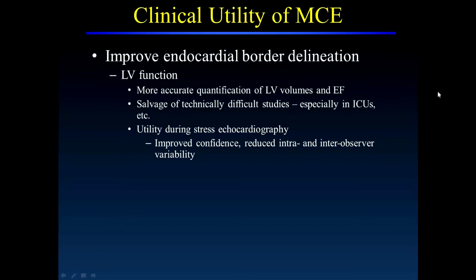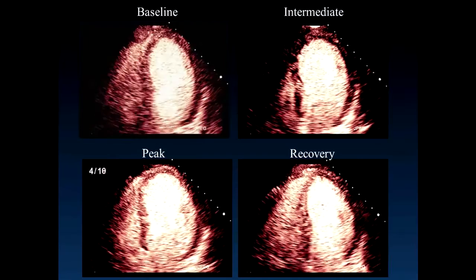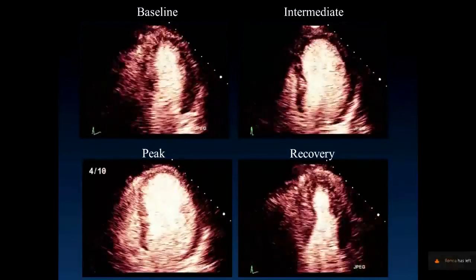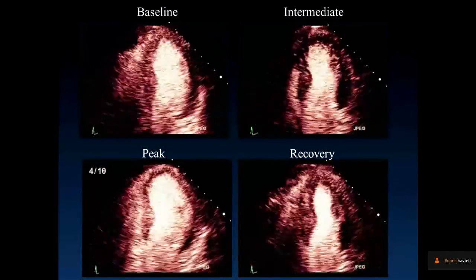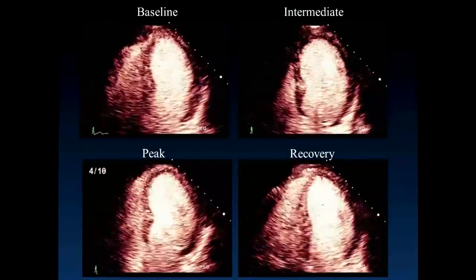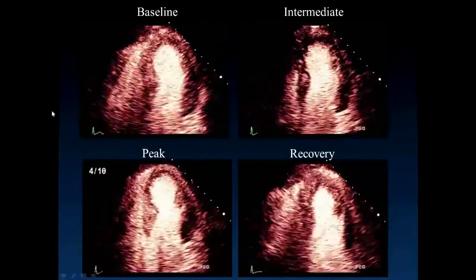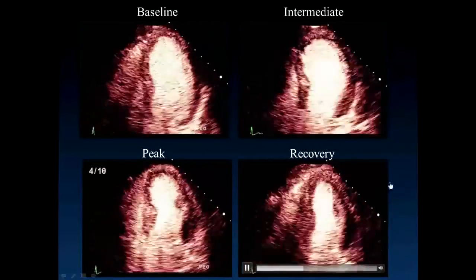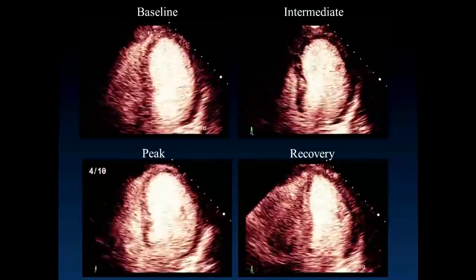Next, stress echocardiography is a situation where excellent delineation of all endocardial borders is critical for having accurate studies. Contrast use has been shown to improve confidence, reduce intra and inter-observer variability during stress echo. Again, when you are doing contrast-enhanced stress echocardiographic studies, it is very important to optimize the imaging settings so that both the endocardial and epicardial borders are clearly seen so that wall thickening can be assessed. And as you can see from the peak stress image, there is a wall thickening abnormality affecting the apex as well as the anterolateral segments of this patient at peak.